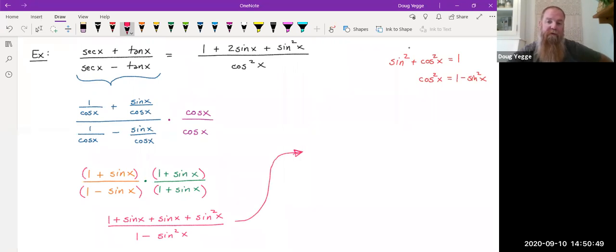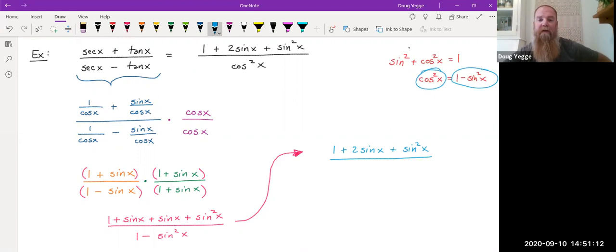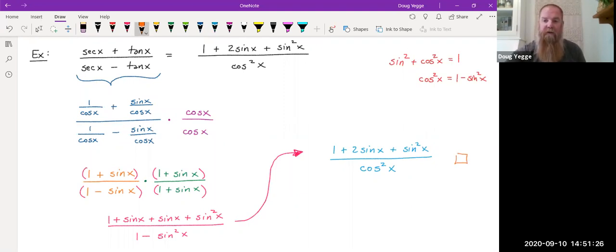And as our last step, again, keeping the goal in mind, always knowing where we're supposed to be, this gives us 1 plus 2 sine x plus sine squared x in the numerator. And in the denominator, 1 minus sine squared x is the same as cosine squared x, which is exactly what we needed to show up in the denominator. So we have now forced the left side to turn into the right side. And we have just verified our identity. That indicates that we have completed our proof.